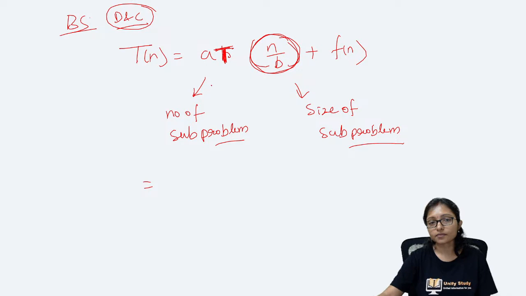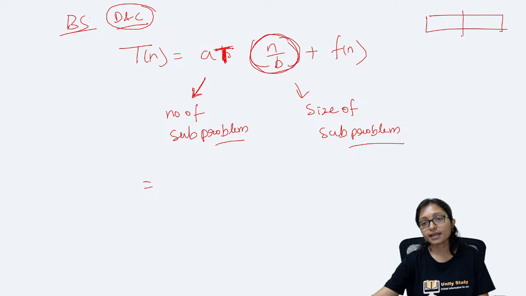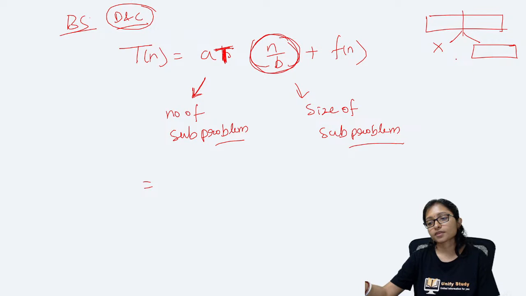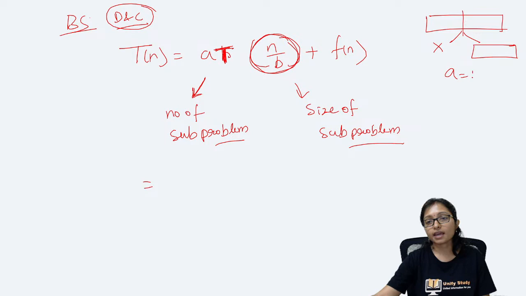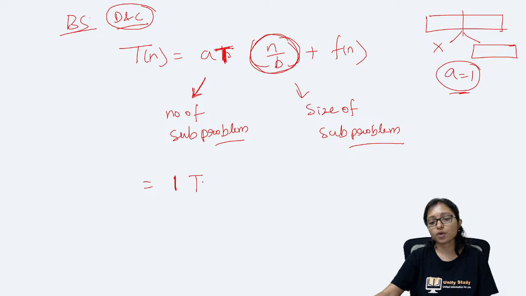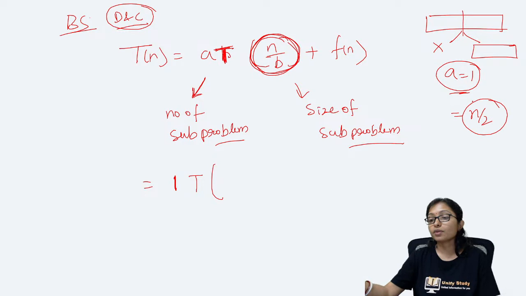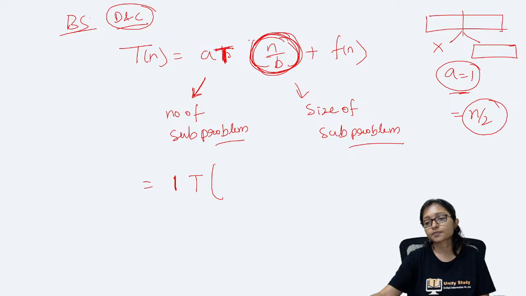Every time there is the total array, and we divide the array into two parts, and we work on one part; in the other part we are not working. Is it or not? That's why the value of a is 1, so the number of sub problems is 1, giving 1T. After that, what is the value of n/b? The size of the sub problem is always half, so it will be n/2.